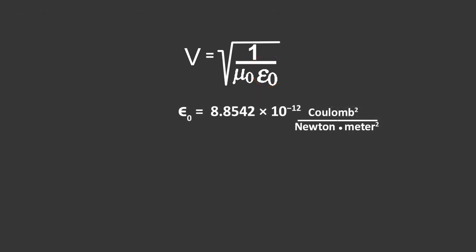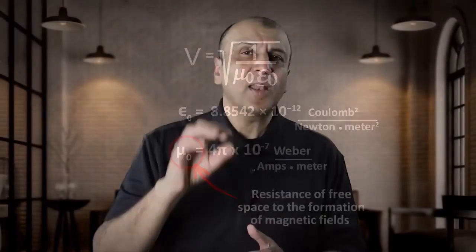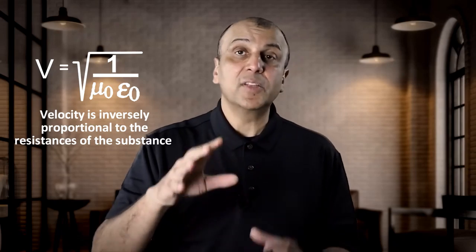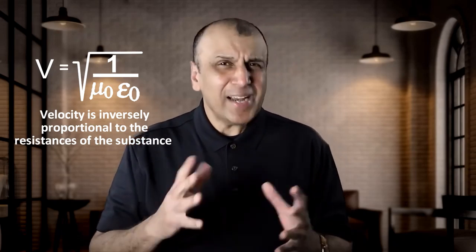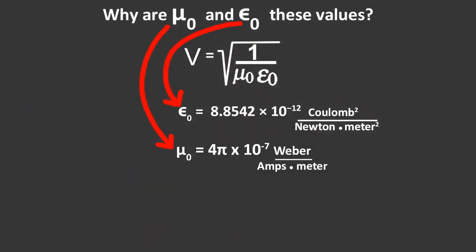And permeability can be thought of as the resistance of a material against the formation of a magnetic field. And it's equal to this number. So it makes sense that the velocity of any wave would be inversely proportional to the resistance of the substance it's traveling in. You might at this point ask, well, why are mu naught and epsilon naught those exact values? That's a real good question. No one knows why. These are just the constants of nature.